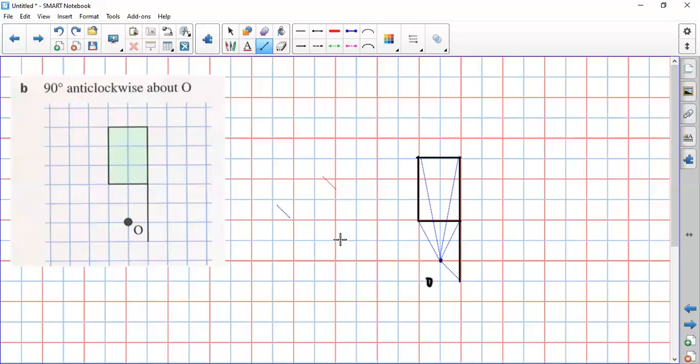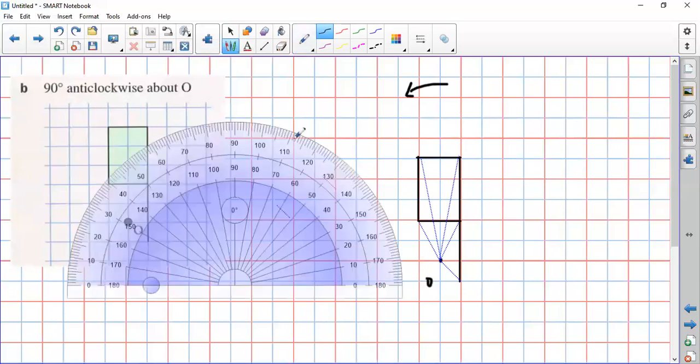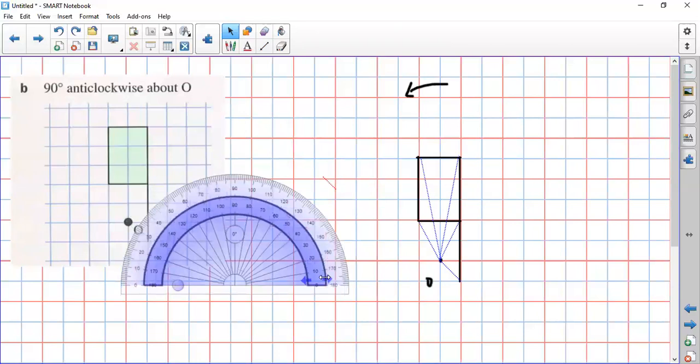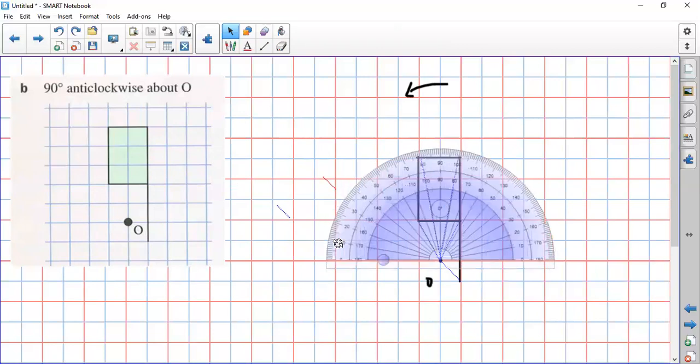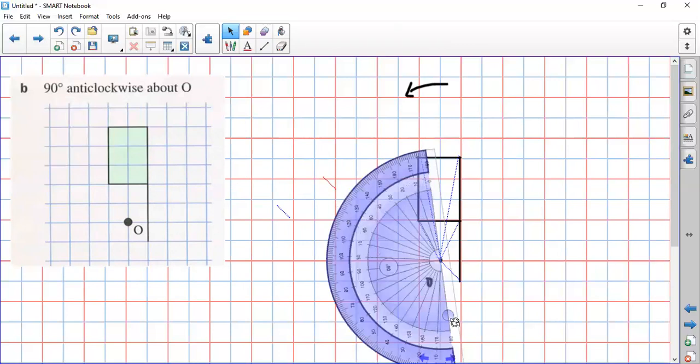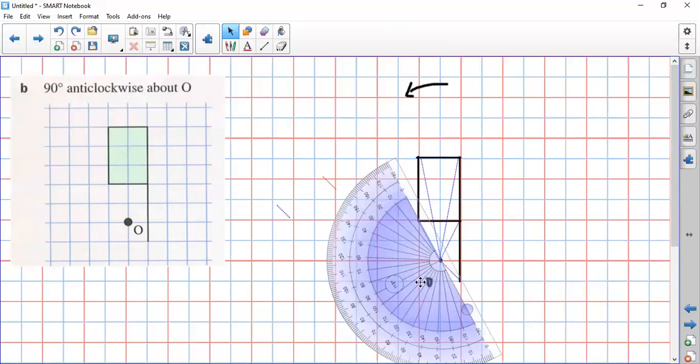Okay, now the direction is anti-clockwise. It means it will be in this direction, in this way. I have to keep the protractor to see the angle, the movement of these points in this direction. Let's take the protractor. Okay, so I will start in order, let's start from here. So this point in here must come 90 degrees in this direction. It means it will be, where is 90? 90 is here. Okay, it will be in this position.